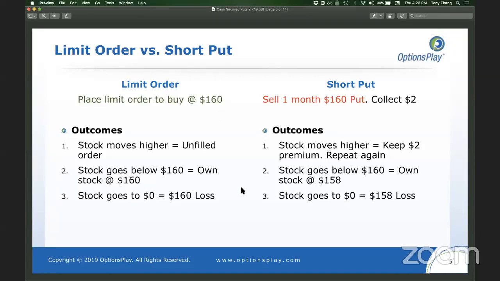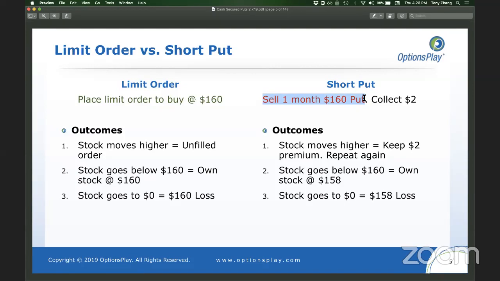Let's take a look at the comparison in this Apple example, when the stock's trading at 170 and you want to buy at a lower price. What are the differences? So here, on one side of the equation, if you are a stock purchaser and you've never traded an option before, you would place a limit order. It's a simple trade. You place a limit order that allows you to buy the stock at 160. On the other side, for a short put seller, you can sell a 1 month put, at the same price that you would place your limit order at.